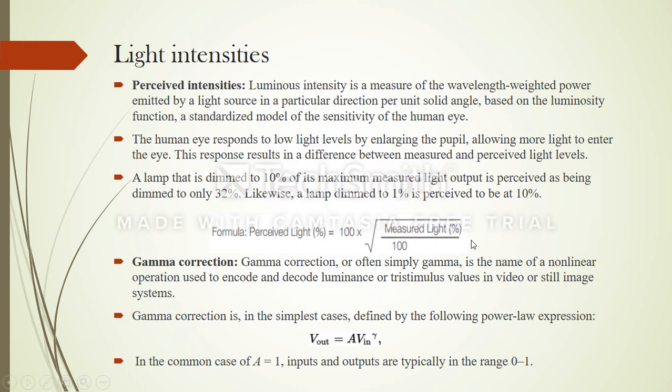Gamma correction. Gamma correction, or often simply gamma, is the name of a nonlinear operation used to encode and decode luminance values in a video or still image system. Gamma correction is the simplest case, and it can be defined as the power law expression.